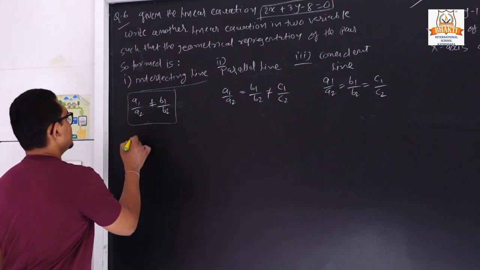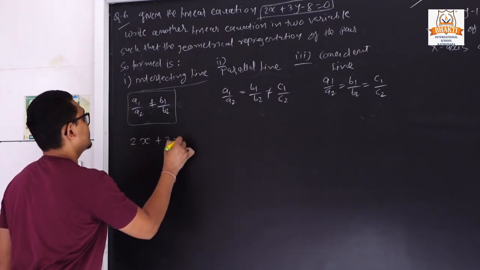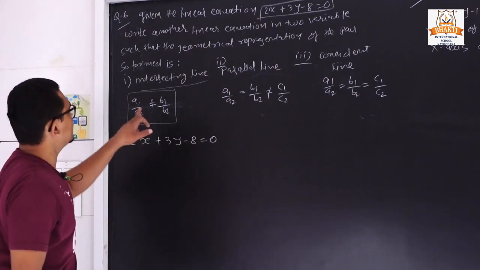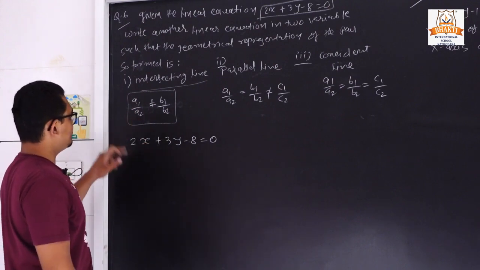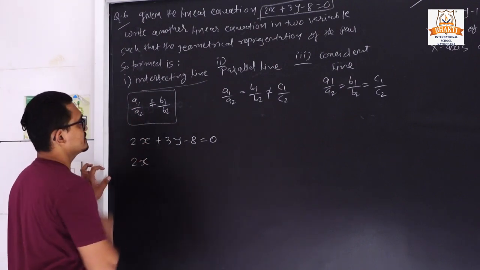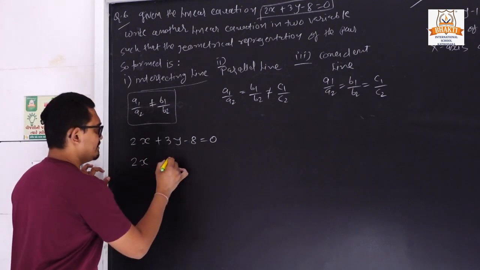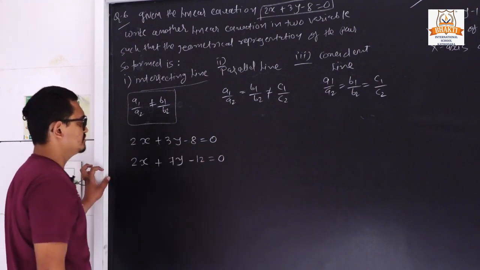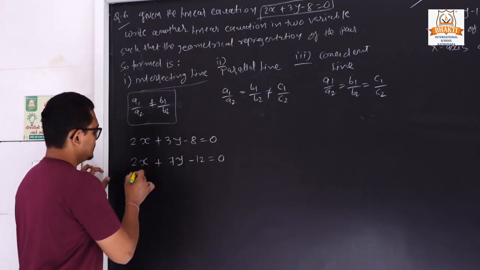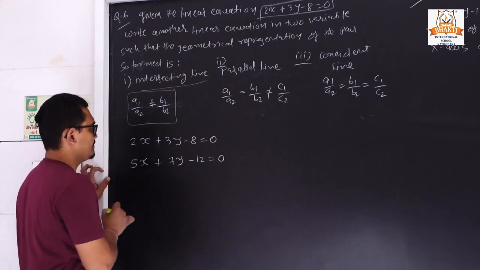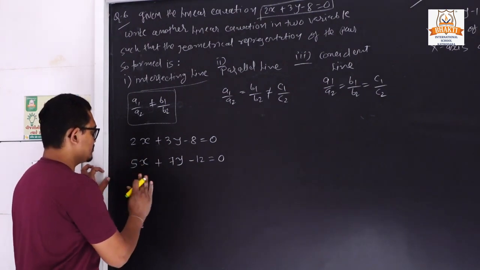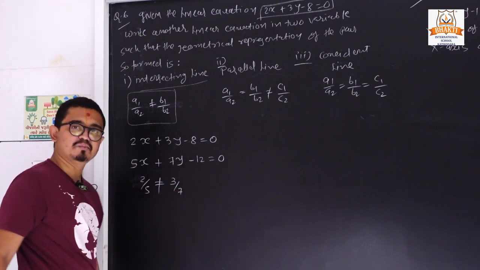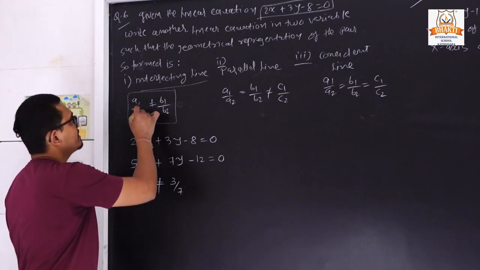Now next, the first equation is given. So now we need to write the second equation which satisfies a1 upon a2 not equal to b1 upon b2. So here I am writing 5x + 7y - 12 = 0. See that a1 upon a2 is 2 by 5 and b1 upon b2 is 3 by 7. So these both are not equal. So this satisfies our condition 1.